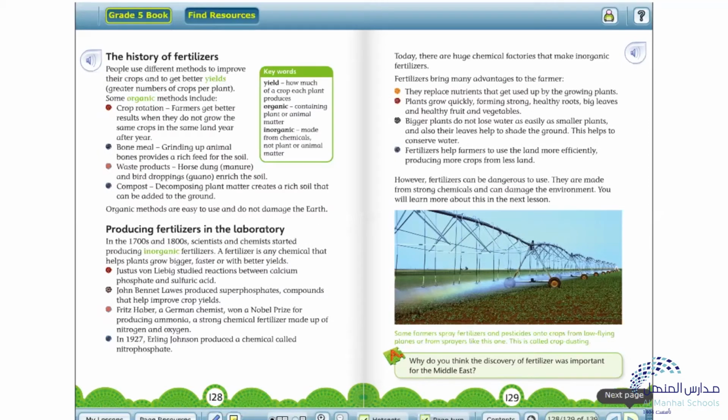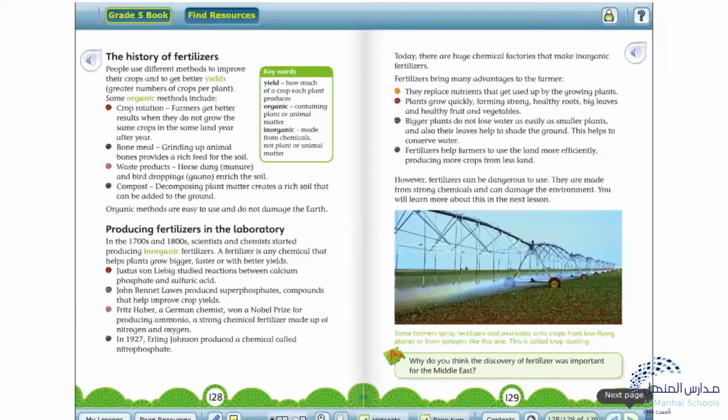Crop rotation, bone meal, waste products, compost. Those are the things they used in order to get more crops. So the soil must be rich. Crop rotation means changing what to plant and rotating around. They use bone meal to help make the soil fertile, and waste product from animals, like the horse, to make sure the soil gets rich. Compost as well, which is decayed plant matter created for the soil to be rich. Those are the important things they speak about for fertilizers.